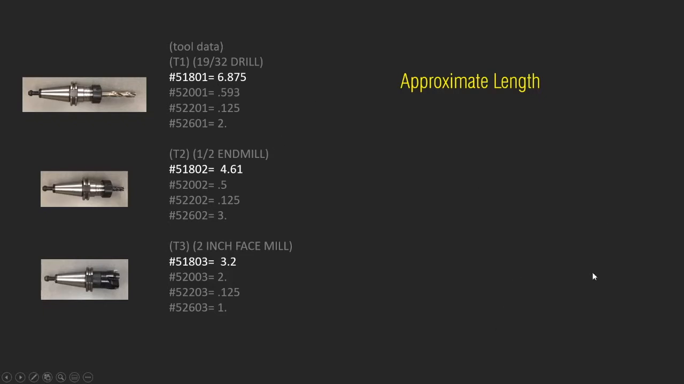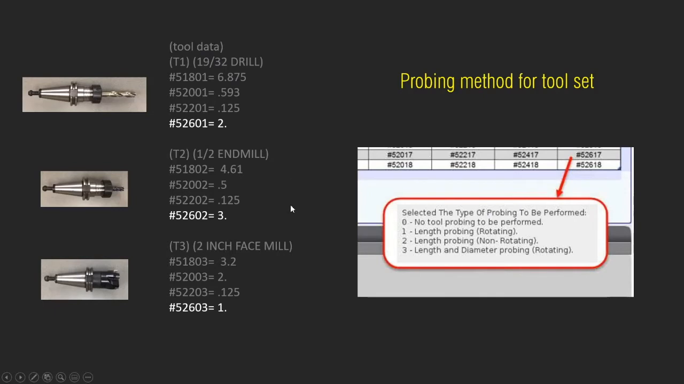So approximate length, approximate diameter, that edge measure height, and the probing method, which we saw earlier.